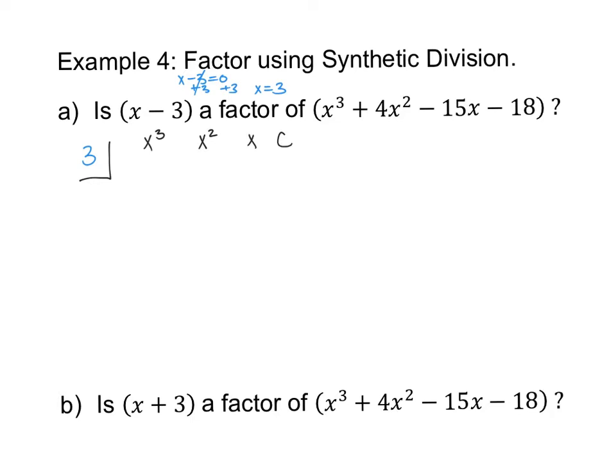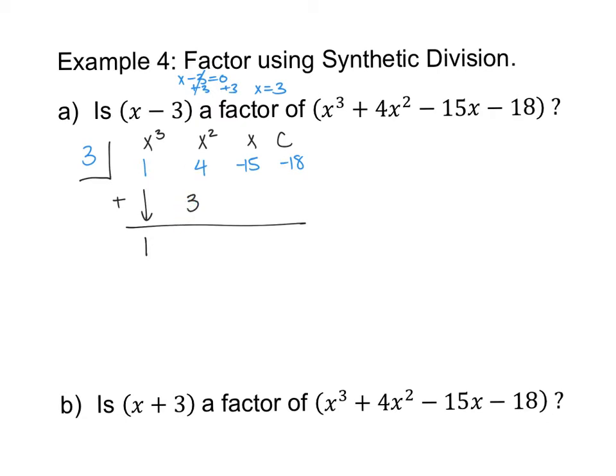So from here, I have my highest power is x to the third, so I'm going to write out all my terms from highest to lowest power. And then it looks like my coefficients that are in front of it is a 1, a 4, a negative 15, and a negative 18. So I'm taking the coefficients in front, and I'm putting it underneath each term.